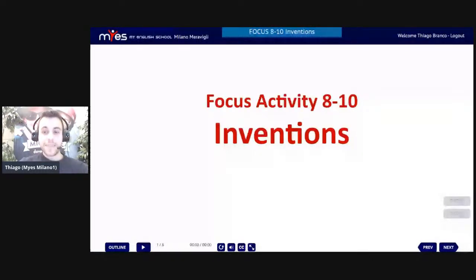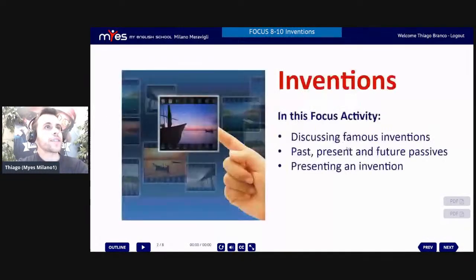So we're going to get started with our focus today. We will be talking about inventions, okay? Some of you might have done the activity earlier this week on architecture, in which the teacher talked about the passives. So today we're going to be using this activity also to practice that a little bit more, okay? We will be focusing on inventions in general, talking about some famous inventions. In doing so, we are going to be looking at how to form and use the passives. And that's it, okay? So let's get started.